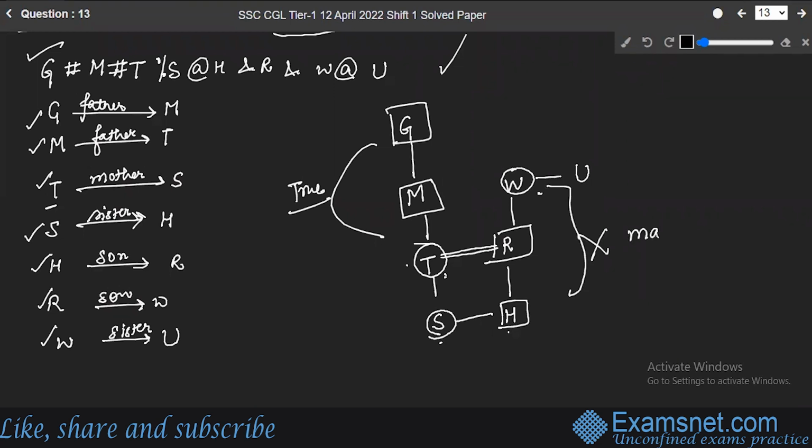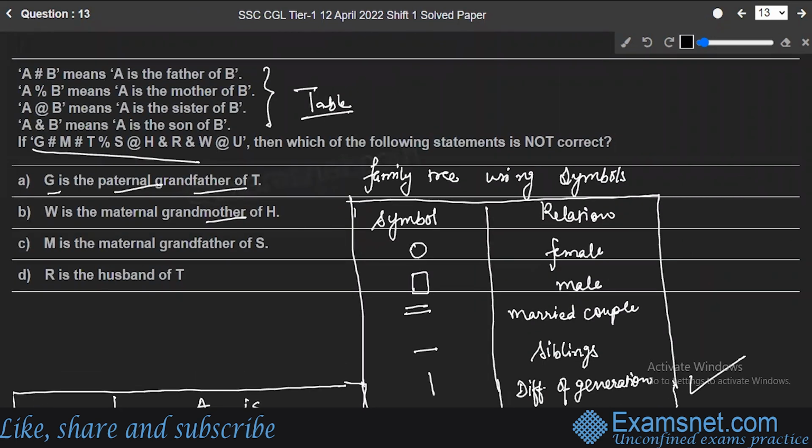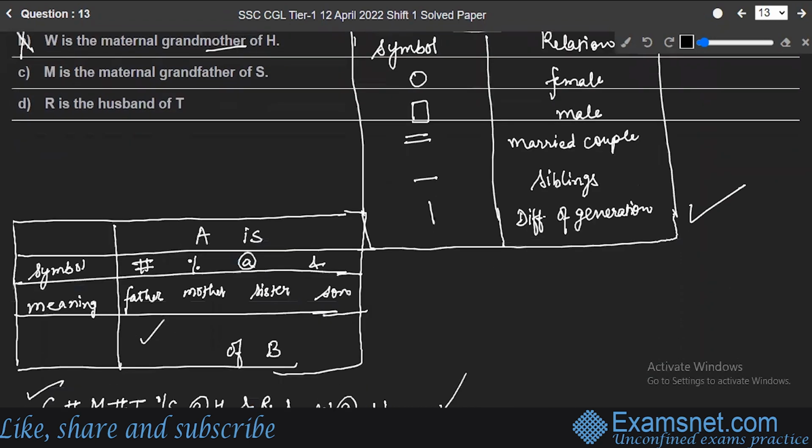It's not maternal, it's paternal grandmother. Why? See, S is sister of H, right? S is sister of H and H is son of R. R is son of W. So W is paternal grandmother of H, right? Hence, it's not the maternal grandmother. This is false. The second one seems to be false. Next one, M is maternal grandfather of S.